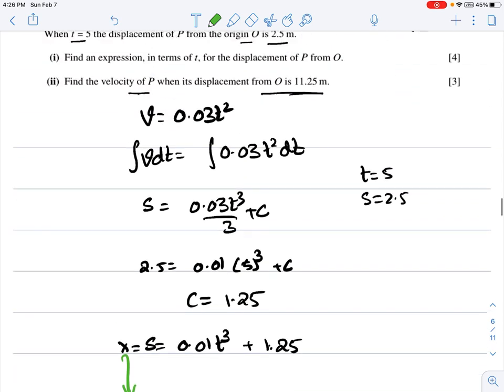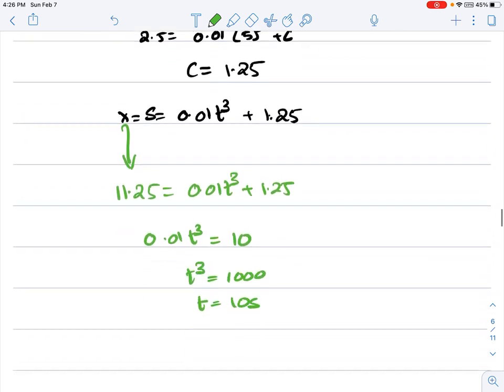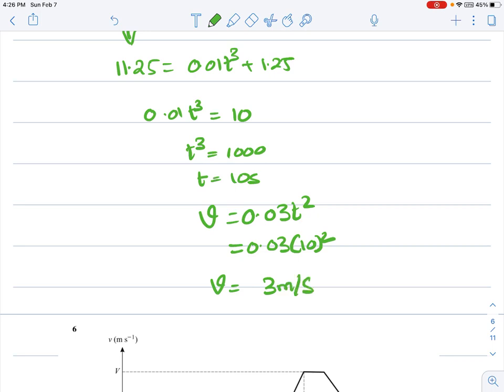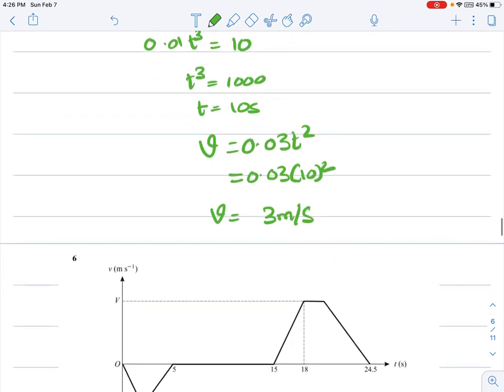But is he asking for time? No, he's asking us to find the velocity v. So go back and substitute in the formula for v. What was the formula for v? 0.03 t squared. So 0.03 times 10 squared. So velocity is equal to 3 meters per second. That's going to be the answer for question number 5.